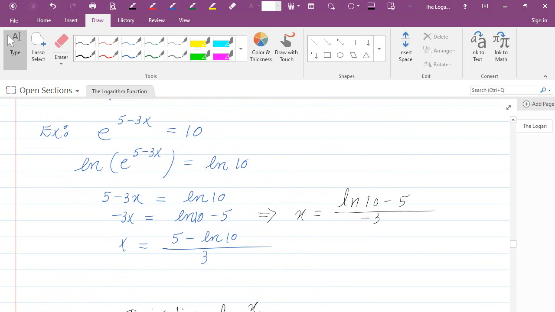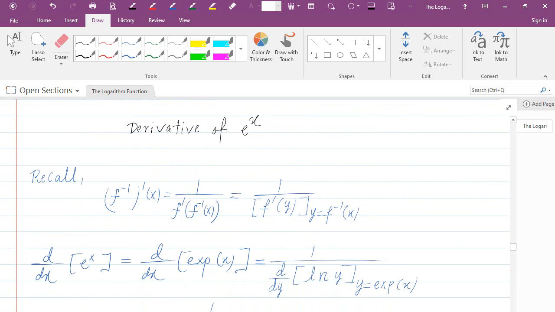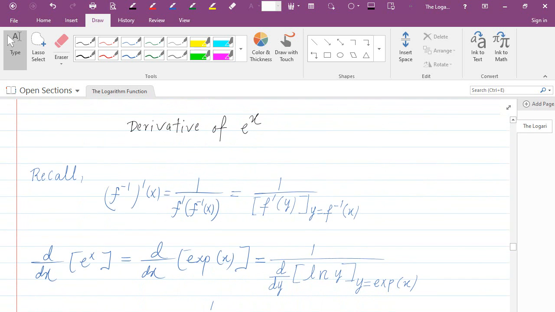All right, so the next thing I want to do is derive the derivative of the exponential function. So how do I derive the derivative of the exponential function? I'm going to show you two ways.